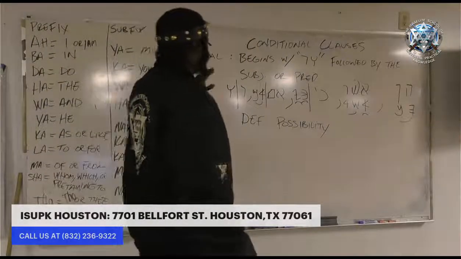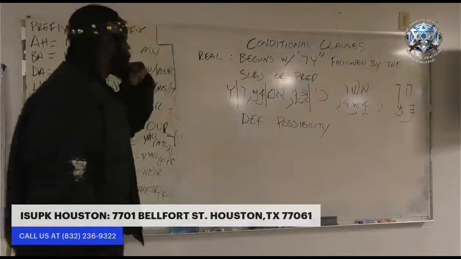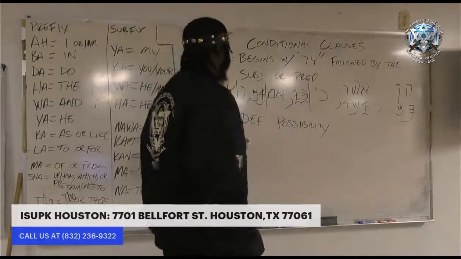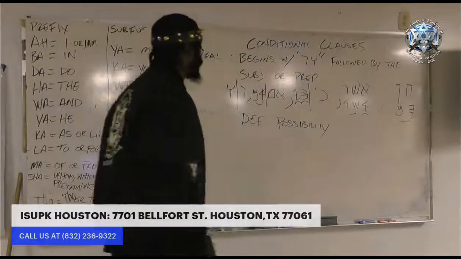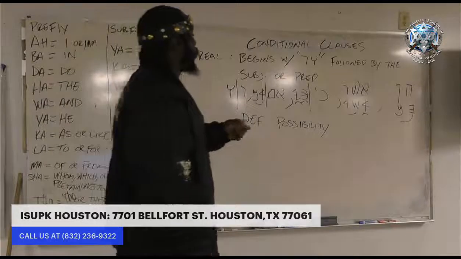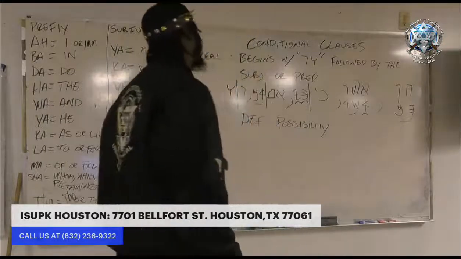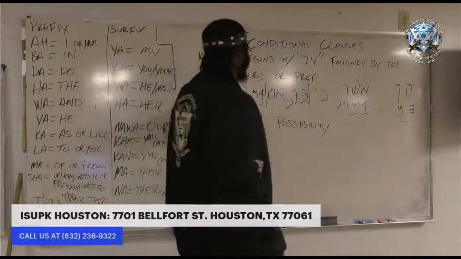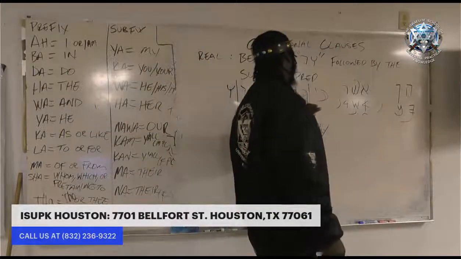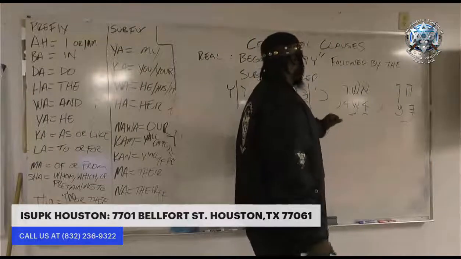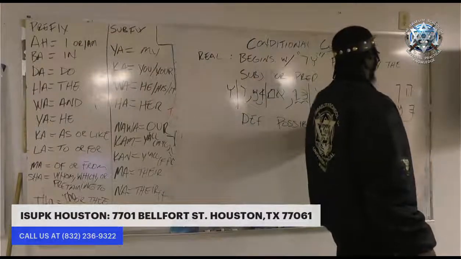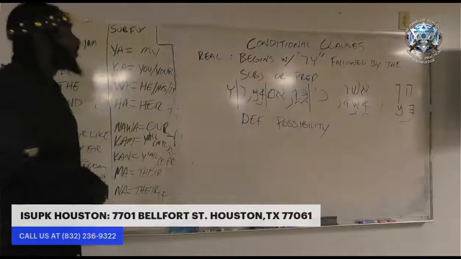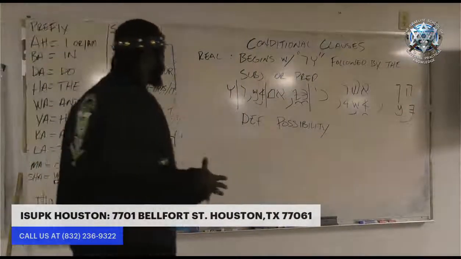So review. A real conditional clause is a definite possibility first, and it begins with wa followed by the subject or the predicate. Also, things that it may begin with, of course, we have wa, we have kaya, we have ashar rarely, and then we have han. So these are dealing with definite possibilities.